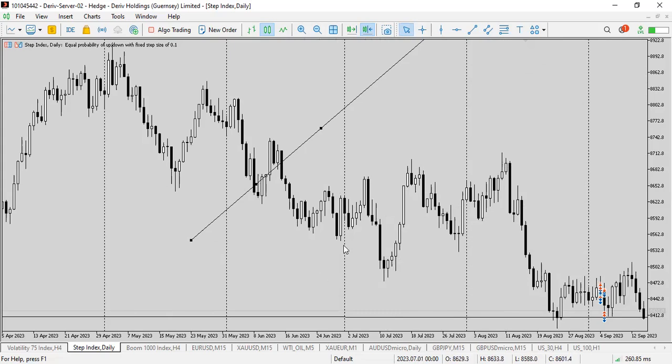So that is a trend line. That is how to set up your trend line. Please take note of that. That is how to set up your trend line. Then we go straight back into the manual. Back into our manual.